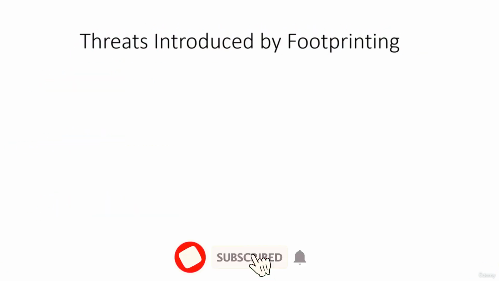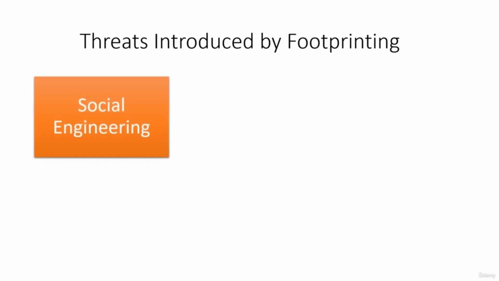So let's now talk about threats introduced by footprinting. Let's take a closer look at the threats that can be used to gain information. The first one is social engineering. One of the easiest ways to gain information about a target, or to get information in general, is to just ask for it. When asking doesn't work, you can try to manipulate people with the goal of getting that gem of information that can give you a useful insight.